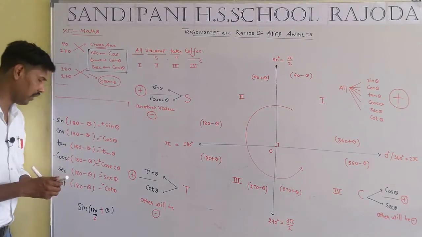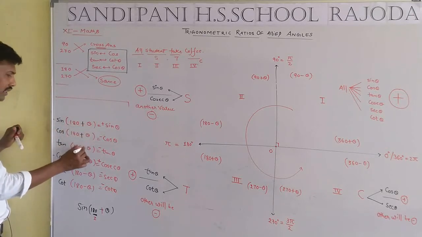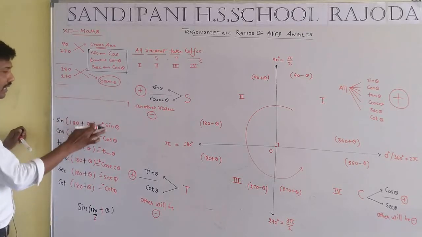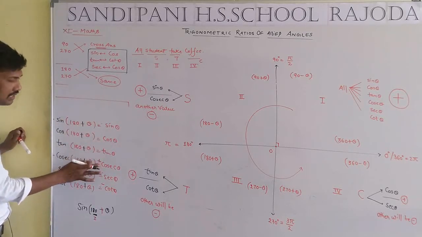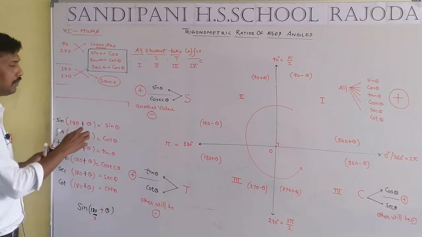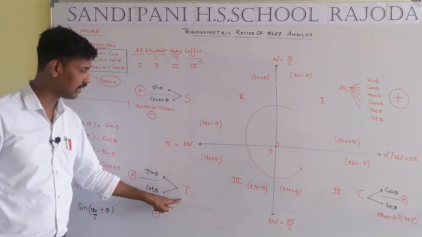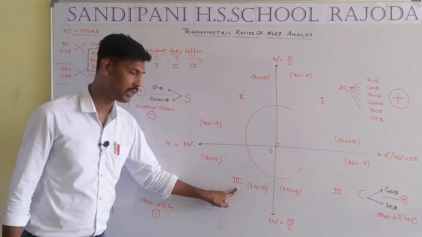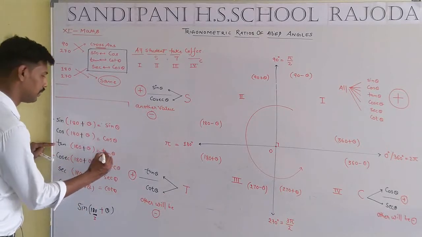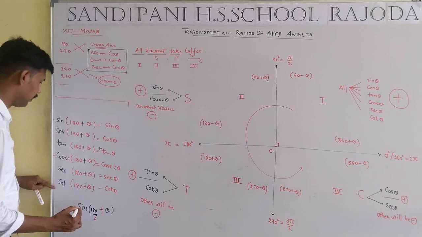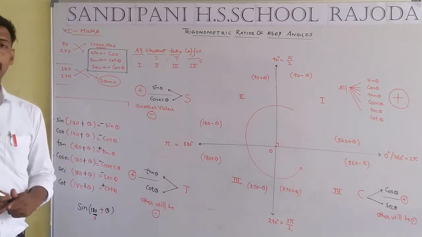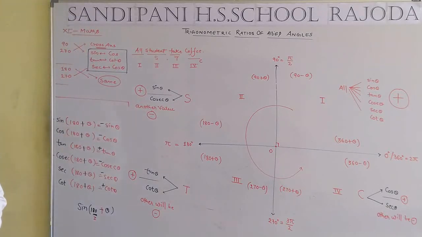Now we are going with the 180 plus theta. What is the meaning of the 180? 180 means the same answer. Now taking sine, 180 plus theta relates with the third part. What is the message of the third part? The answers of tan and cot will be positive, other answers will be negative. I hope, student, you are getting the answers of the 180 plus theta.